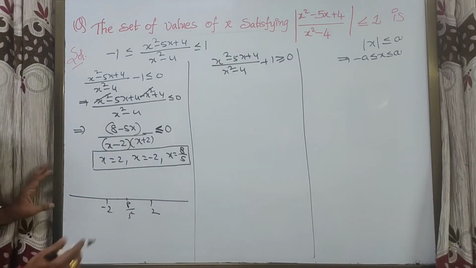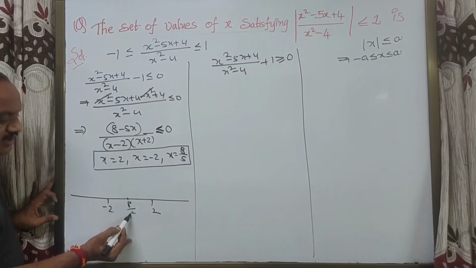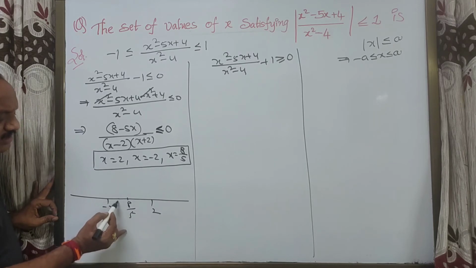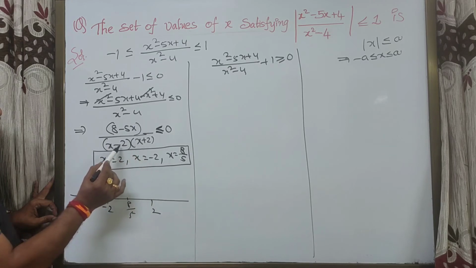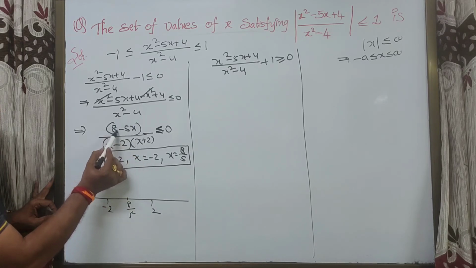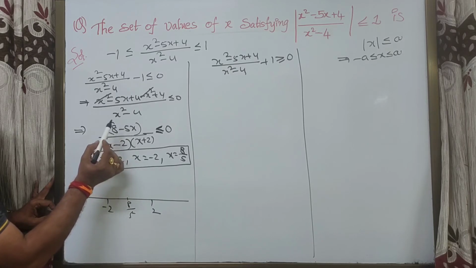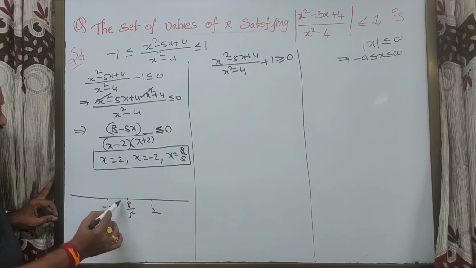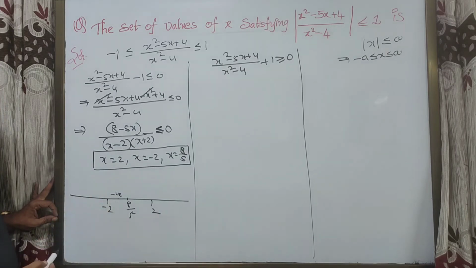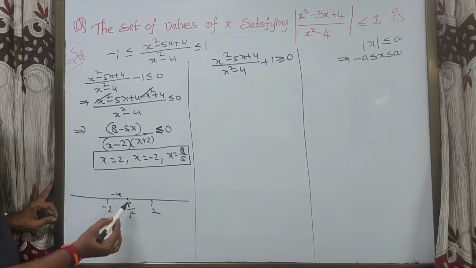In between minus 2 and 8 by 5, we take any one value, let it be minus 1. Substitute minus 1 here. What happened? For minus 1 it is positive, it is negative, total value negative. That means in this interval we have a negative. In between 8 by 5 to 2, 8 by 5 means 1.6, then 2.